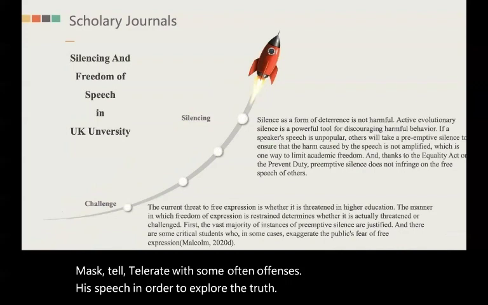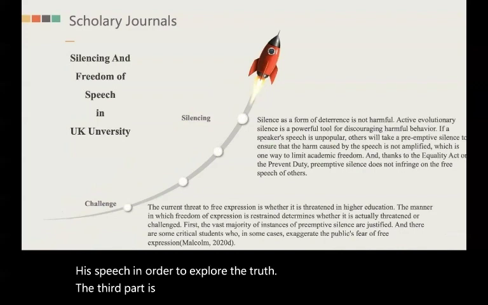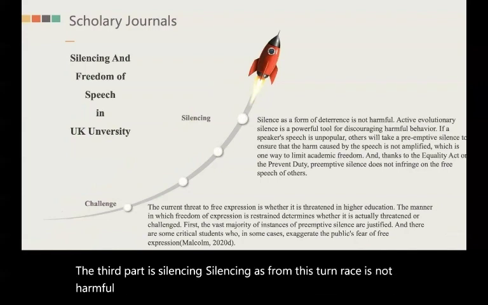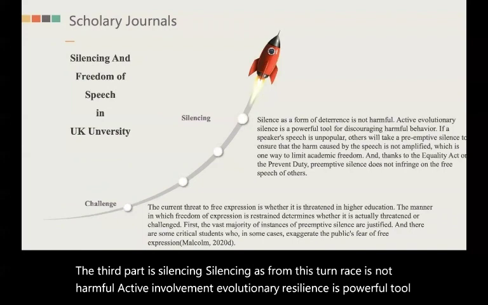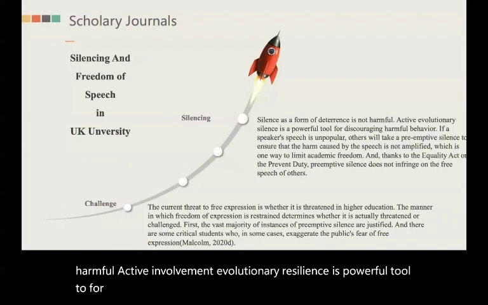The third part is silencing. Silencing, as from this term, is not harmful. Active evolutionary silence is a powerful tool for discouraging harmful behavior.